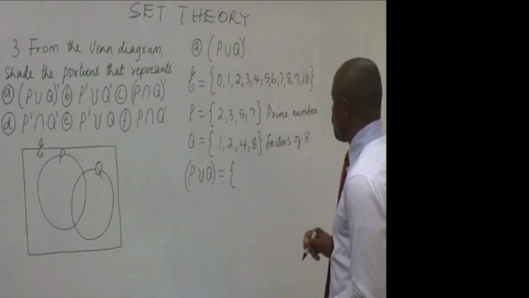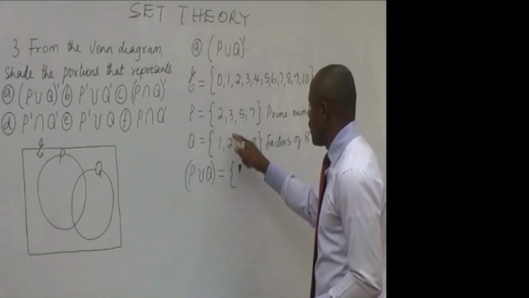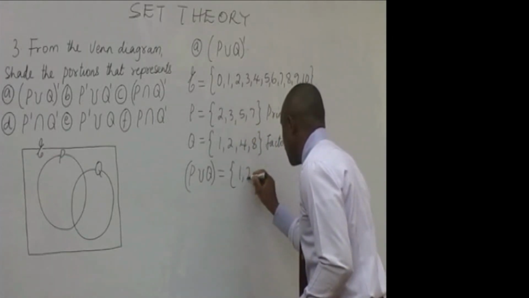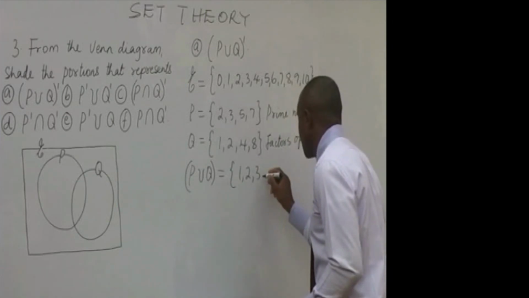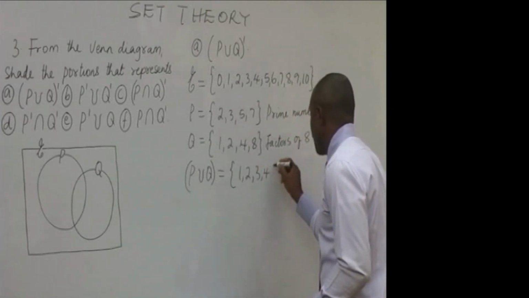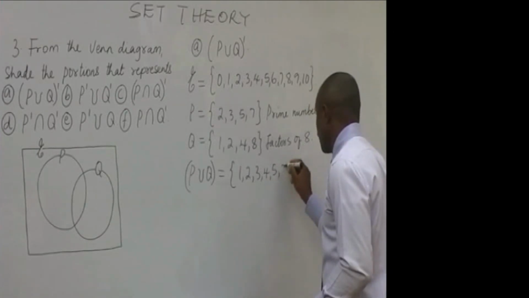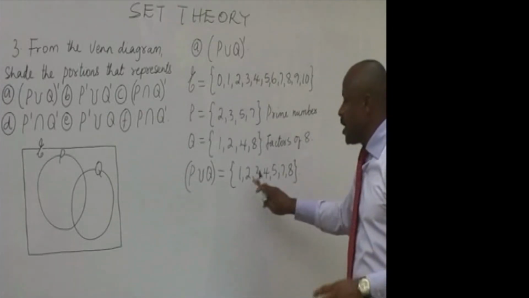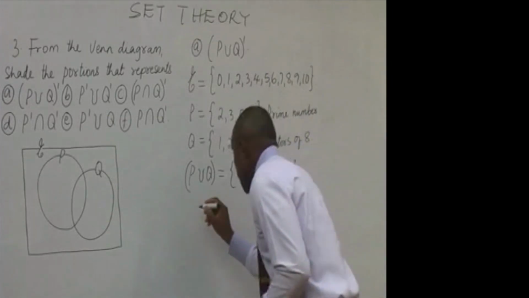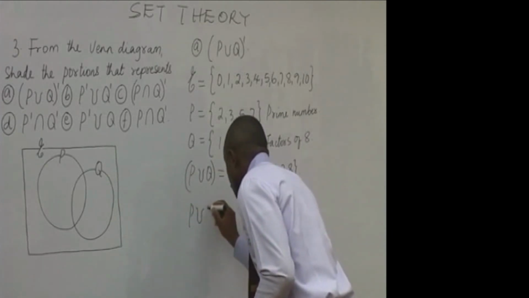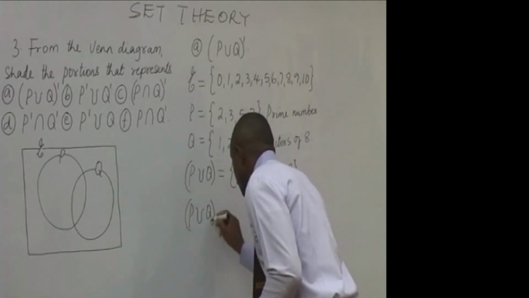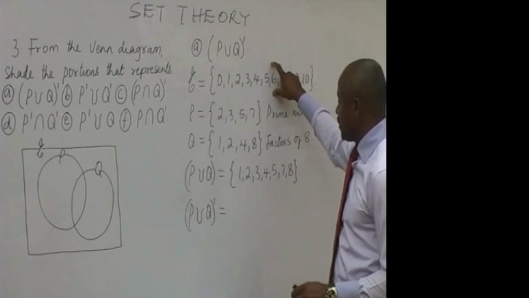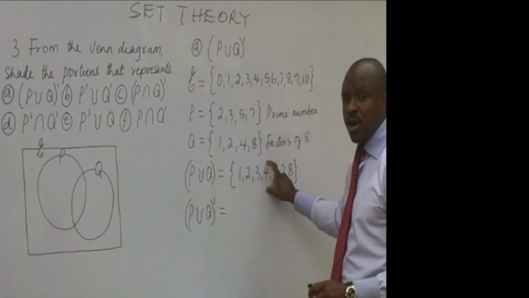P union Q is going to be 1, 2, 3, 4, 5, 7, 8. This is P union Q. Now P union Q prime are those members of the universal set that are not found in P union Q.